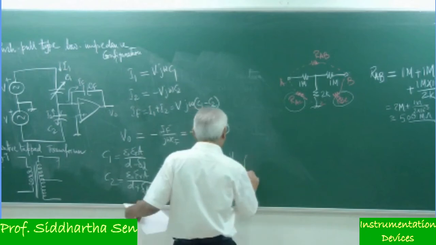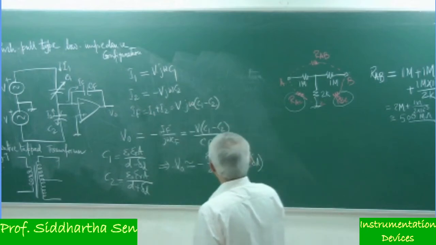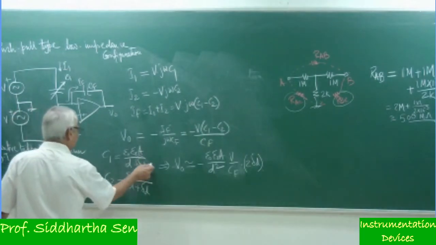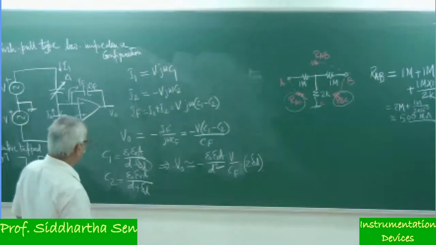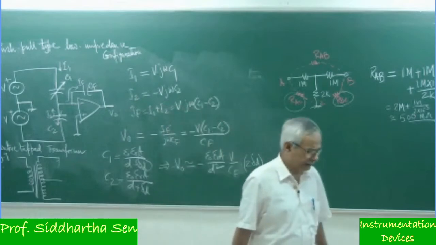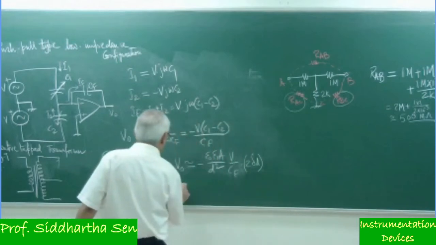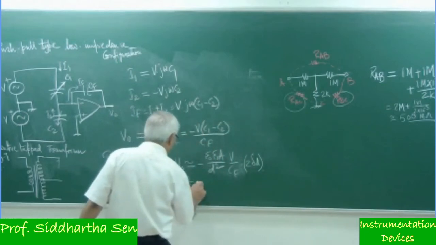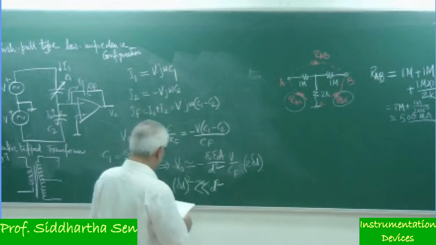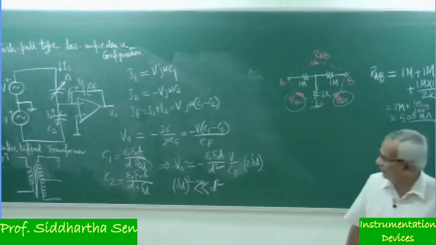into 2 delta d. So, we can have an output voltage which is proportional to the change in displacement or the change in gap delta d, and the sensitivity is twice, and third, it is fully linear. Obviously, the only assumption is that delta d square is much smaller compared to d square.